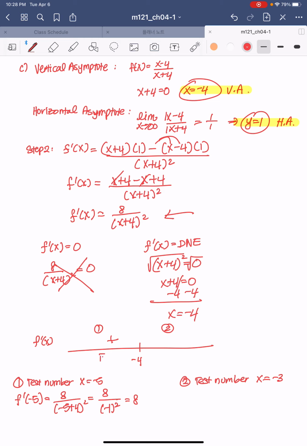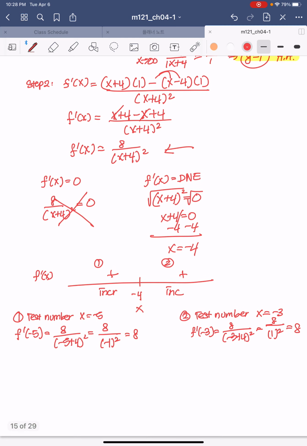So that means it's increasing. And then if I plug in negative 3, 8 over (negative 3 plus 4) squared, 8 over 1 squared, which is again positive 8. So I have a positive. Increasing, increasing. So what does that mean? We have it increasing on the intervals negative infinity to negative 4 and negative 4 to infinity. And then no critical value. This is not a critical value because we have no sign change. So let's write that out.